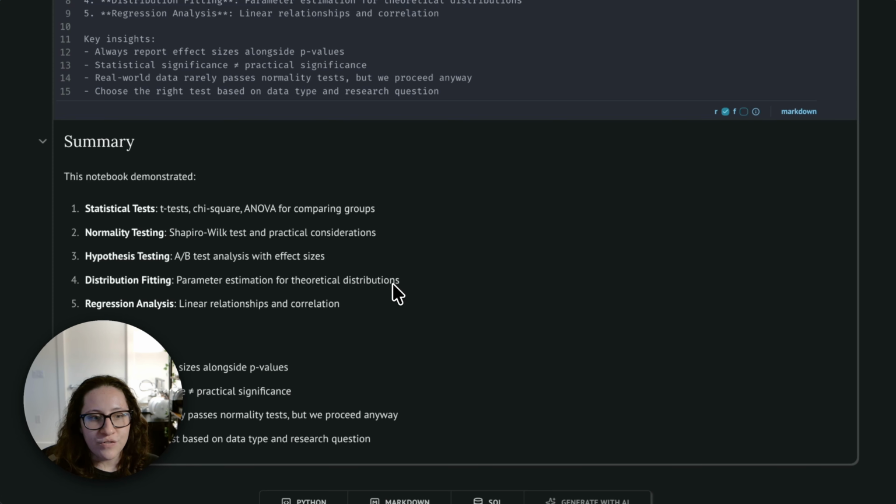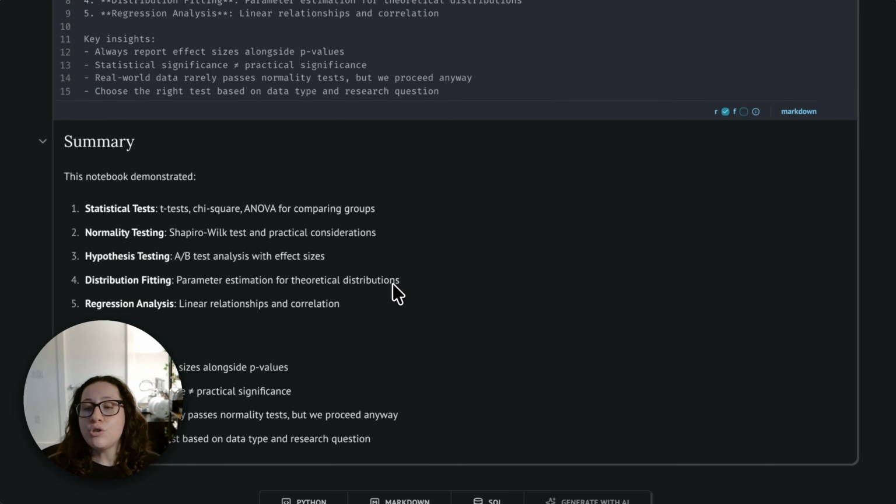So some key insights for folks: always report your effect size alongside your p-value to understand the practical implications of your results. Statistical significance is, again, not the same as practical significance. There could be a really statistically significant difference in micrometers between this brand of bed sheets and this other brand of bed sheets, and it has no bearing on how we run our business and the decisions that our executives are making. Real-world data might rarely pass our normality tests. It might not be normal, but we still need to proceed anyway with our analysis because machine learning is the only tool that we have to make these predictions.